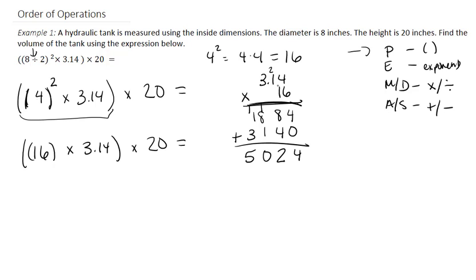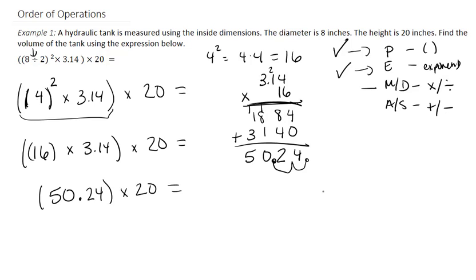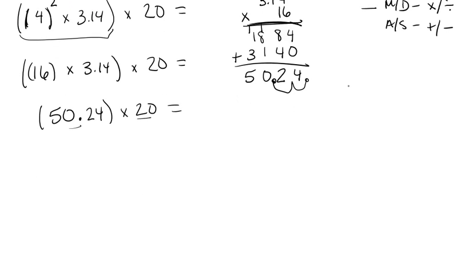Then we have 2 decimal places. We move it over 2. So the answer inside this parentheses is just 50.24. And then we've dealt with inside the parentheses. So we're done there. And then we don't have any more exponents, so we're done there. Then the next step is to multiply. So we can see that we need to multiply this number with this number. So let's go ahead and do that.